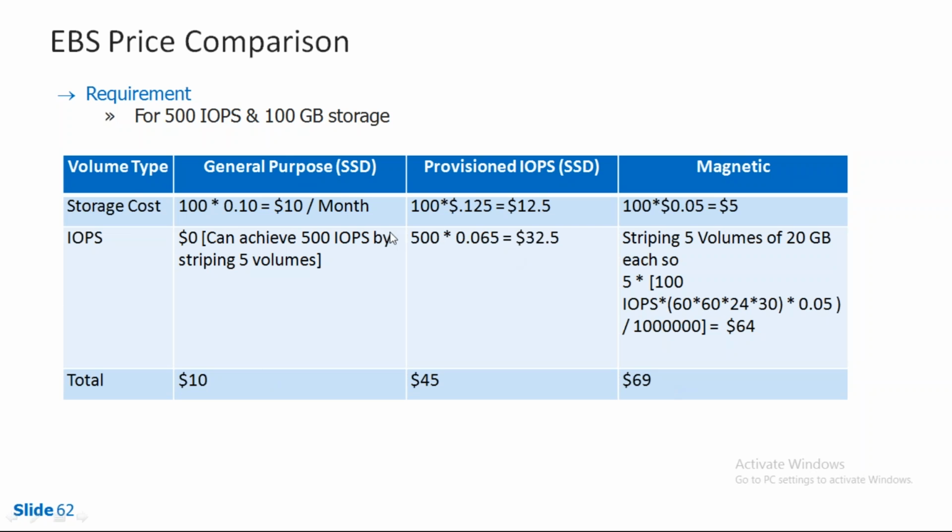But you see this space striping for five volumes of 20 gigabytes each. So 5 into 100 IOPS. Based on the IOPS, it is charging for the storage cost and IOPS. It is just $5, this is $12.5 and this is $10 per month. So the cheaper one is magnetic, obviously.